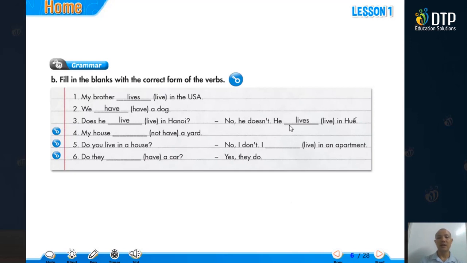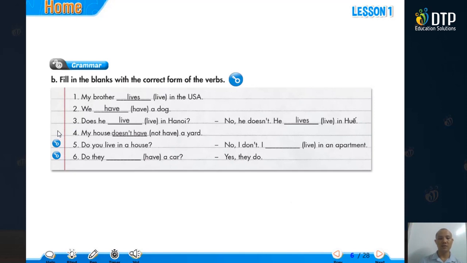He lives in Huế. My house not have a yard. My house thì tương đương với lại chữ it. Và lúc này mình chia ở câu phủ định sẽ là gì ạ? Doesn't have or don't have? Doesn't have. Very good.